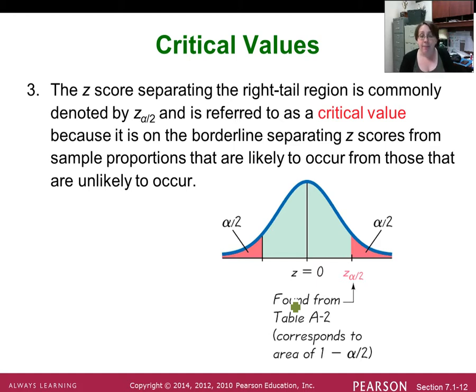So, the z alpha divided by 2 is a critical value because it is on the borderline separating z-scores from sample proportions that are likely to occur from those that are unlikely to occur. So, likely are in the middle, unlikely are in the tails. Why are these unlikely? Because these are really small tails. These are just a tiny percentage, so maybe 0.5 or maybe even 0.05. They're very small. The chance of being there is ridiculously small. So unlikely is the tails.